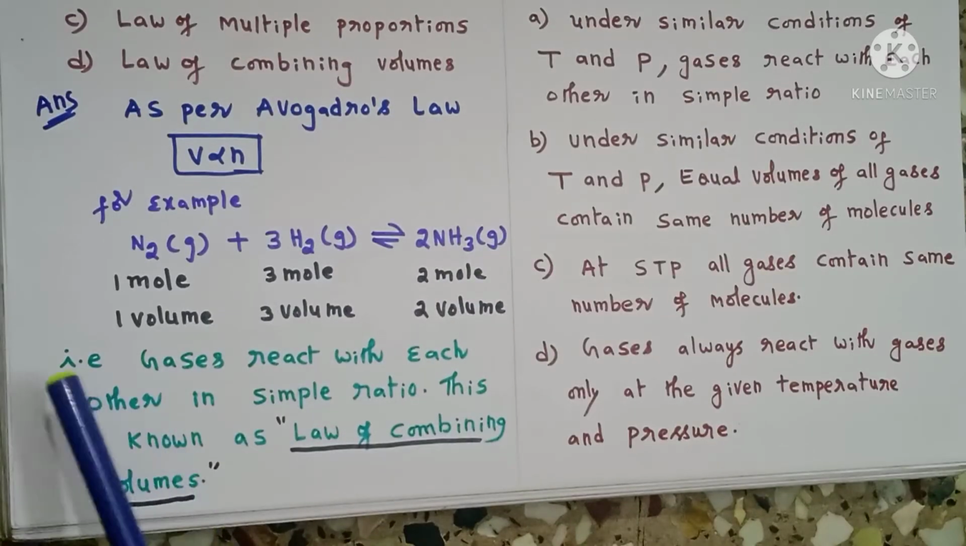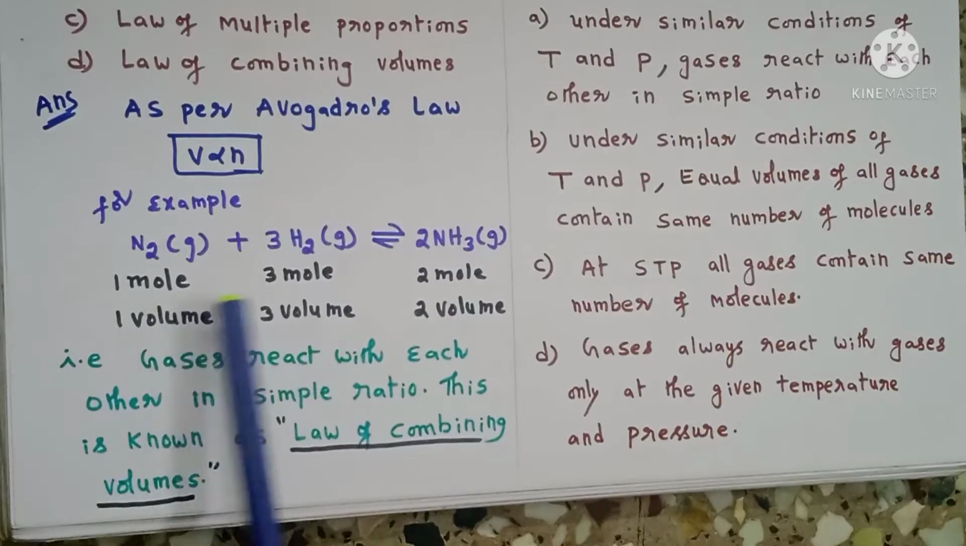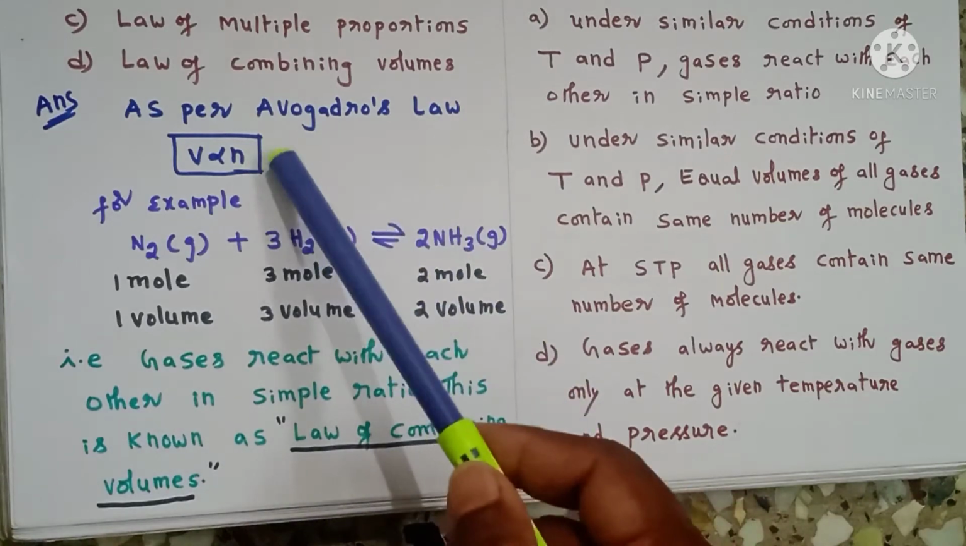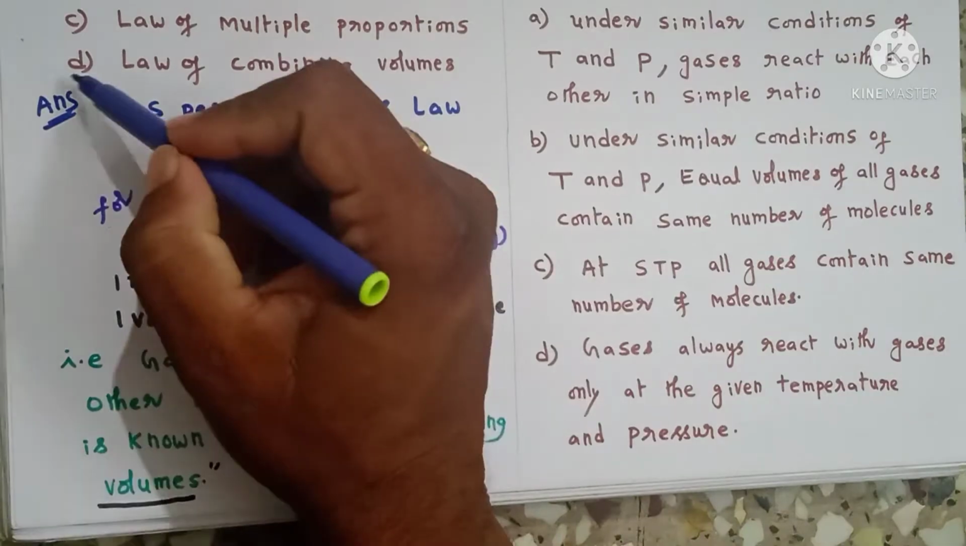See, that means here the gases are reacting with each other in simple whole number ratios. That statement we call the law of combining volumes. So this law of combining volumes is explained with the help of what? Avogadro's law. That's why option D is correct.